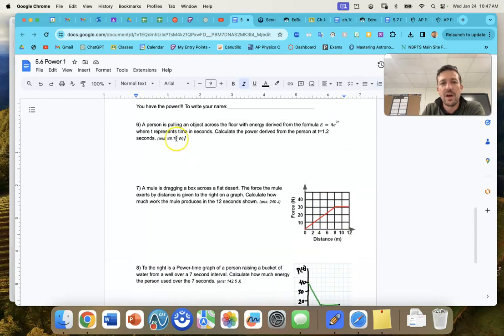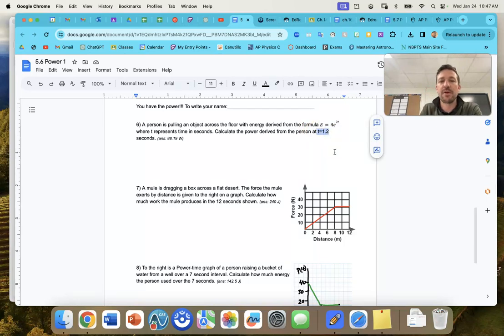Okay. A person is pulling an object across the floor with a formula. Okay, they give you a formula for energy. So like that thing again, I'm starting to think, okay, they gave me a formula. I'm probably going to be doing an integral or a derivative, where T is represented in seconds. Calculate the power derived from the person at that point.